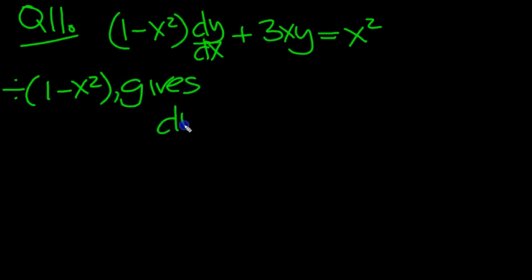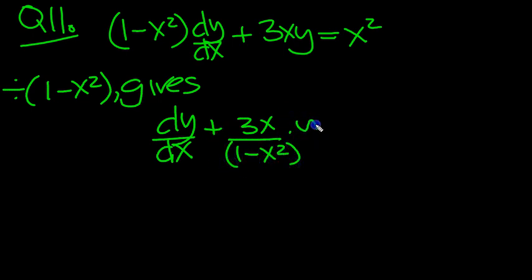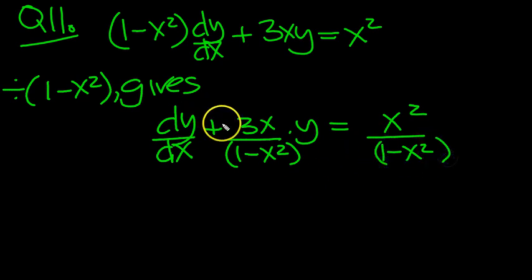dy dx is here. So that's what's left when you divide by 1 minus x squared, plus 3x over 1 minus x squared times the y is equal to x squared over 1 minus x squared. There we are. Now it's in standard form, we can circle the p. So let's do that to make it absolutely clear what we're dealing with. Here's the p, so we know the integrating factor now.